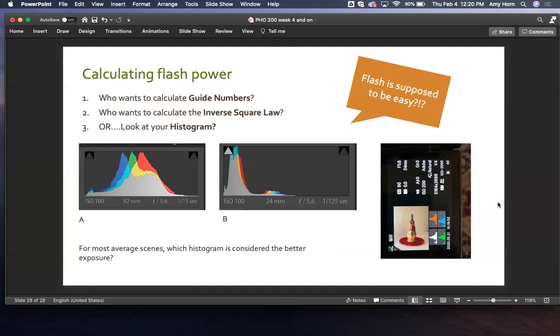You can also look at your histogram to identify if you have the appropriate amount of light in a frame. And so it's up to you really how you do it. I find changing the distance, and then also you can increase your ISO if you need more light, or decrease the ISO if you need less light. So that's what it is about calculating that flash power and deciding what is going to work best when you take an image.